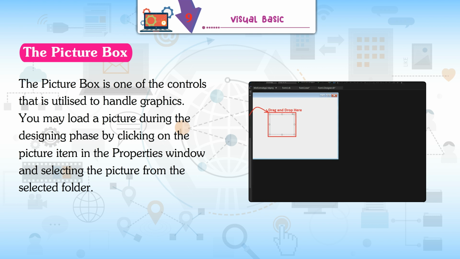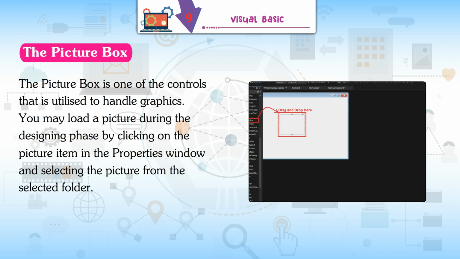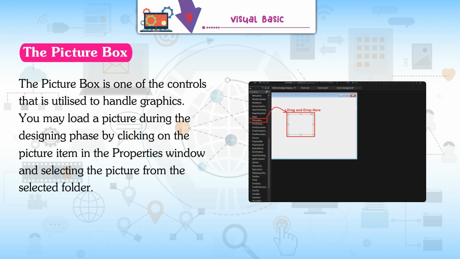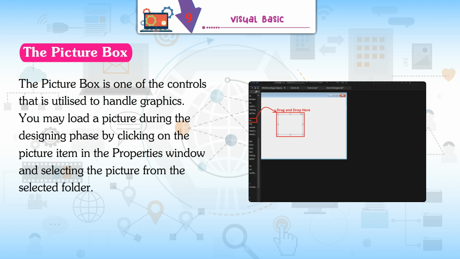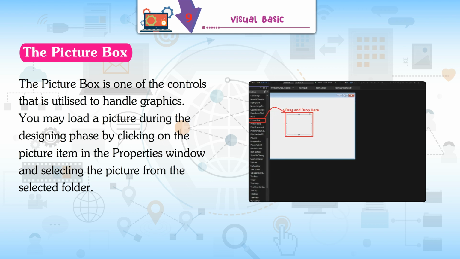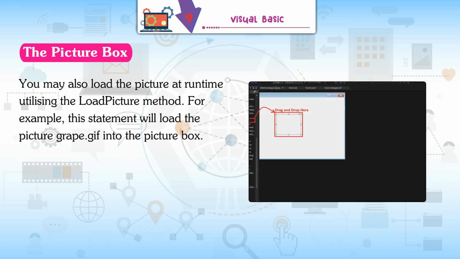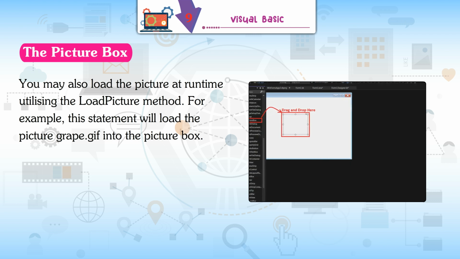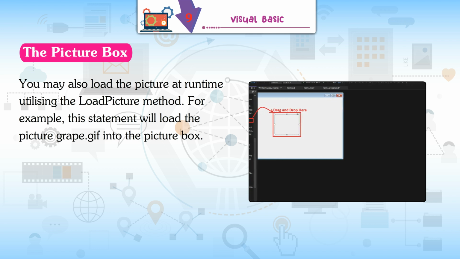The picture box is one of the controls that is utilized to handle graphics. You may load a picture during the designing phase by clicking on the picture item in the Properties window and selecting the picture from the selected folder. You may also load the picture at runtime utilizing the LoadPicture method. For example, this statement will load the picture grape.gif into the picture box.